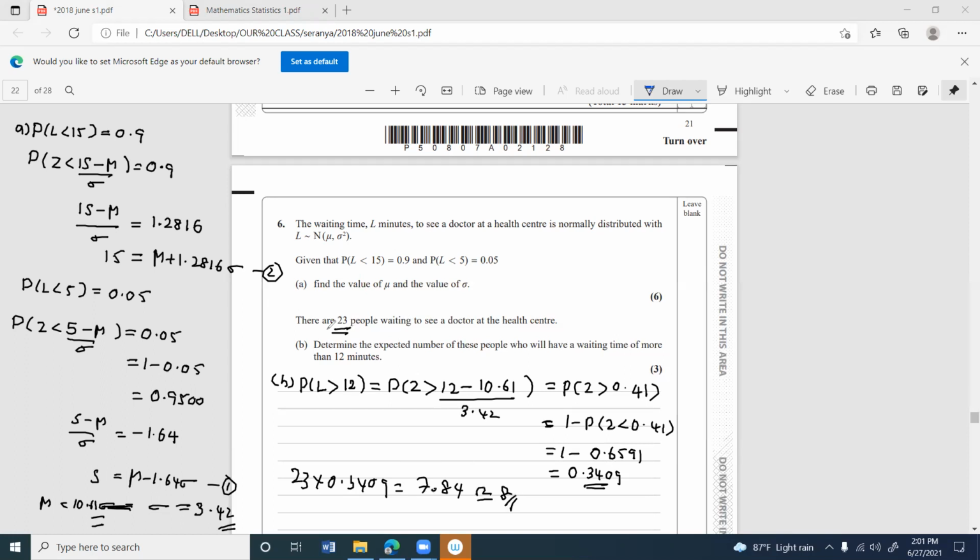Because out of 23 people, they ask how many people we expect to be delayed. The probability of being more than 12 is 0.3409, so that is the probability of a person getting a delay for this process. So out of 23 people, you expect around 7.84 to be delayed, which means you can say it's roughly 8.